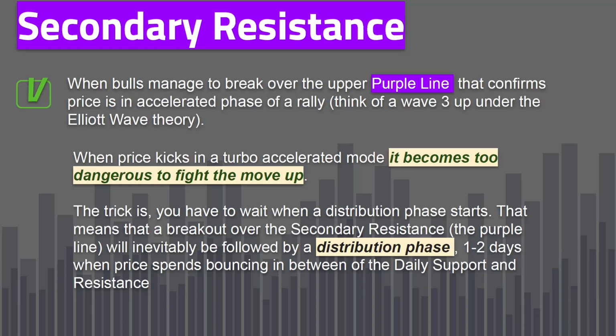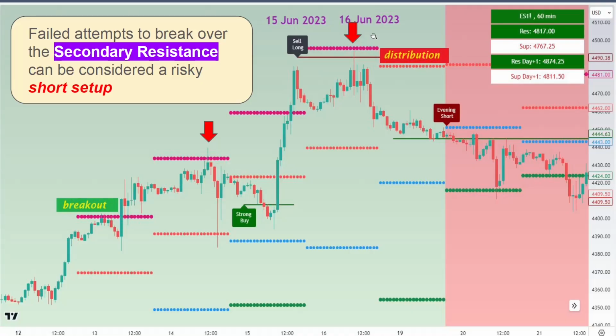The trick is you have to wait when the distribution phase starts. That means that a breakout over the secondary resistance, the purple line, will inevitably be followed by a distribution phase. Distribution phase can be recognized by 1-2 days when price spends bouncing in between the daily support and resistance. Let me show you an example.